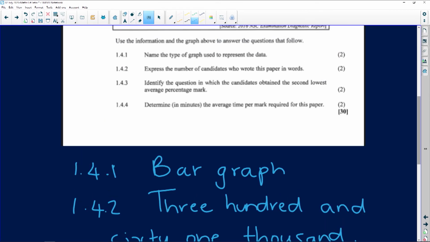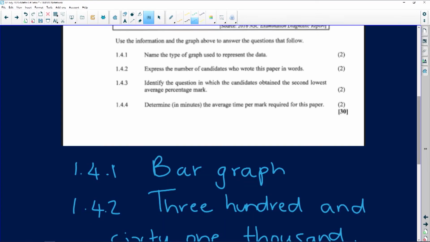Determine in minutes. Look at that. Time is now being incorporated into data handling. So don't say we're going to have a time question or we're going to have a whatever question. All these are always incorporated into each other. So you need to know time. You need to know how to convert your time. It's very important for you to know your time conversions.